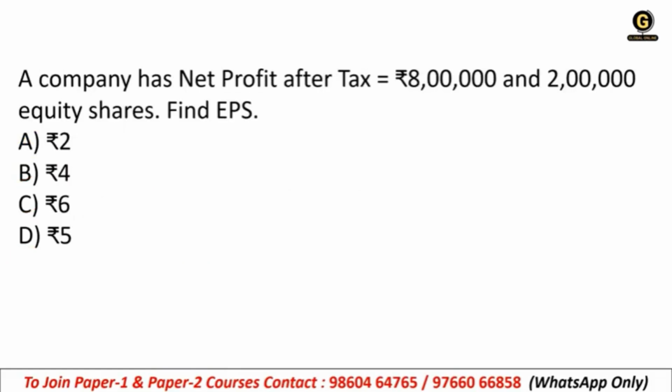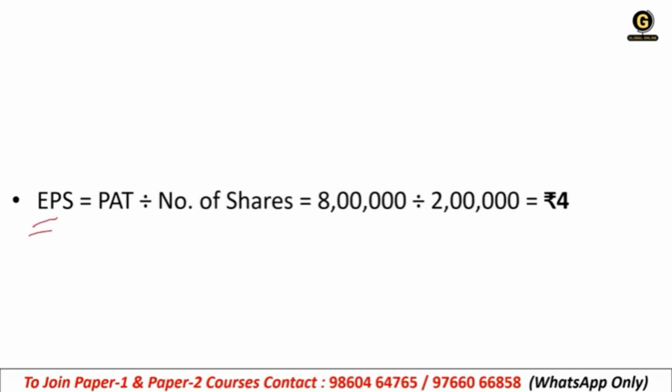Next, a company has net profit after tax of 8 lakh rupees and 2 lakh equity shares. Find EPS. Rupees 2, rupees 4, rupees 6, or rupees 5. Calculate it and give me the answer. The right answer will be rupees 4. See the formula: EPS is equal to PAT, profit after tax, divided by number of shares. We have net profit after tax of rupees 8 lakh and number of shares are 2 lakh. When we calculate it, we have rupees 4.